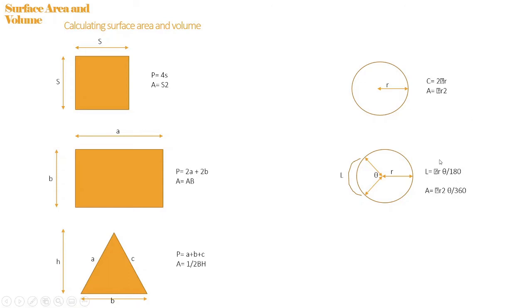Now, annoyingly, as you'll see in a few more of my slides, my pi symbol has disappeared, which is why I've got this little question mark in a box. That's supposed to be the pi symbol, but from now on, just assume it's the pi symbol. Okay, so simple things like rectangles, squares, triangles, and then circles.